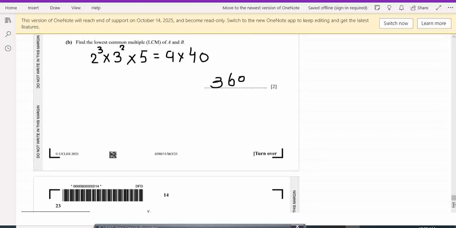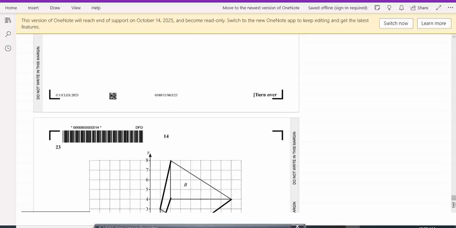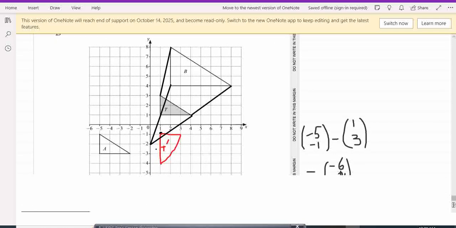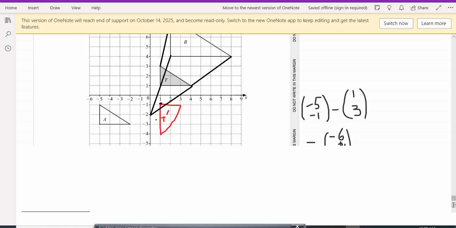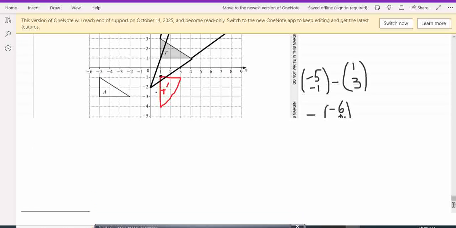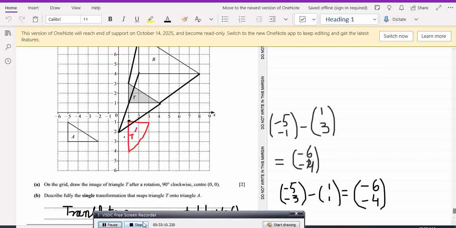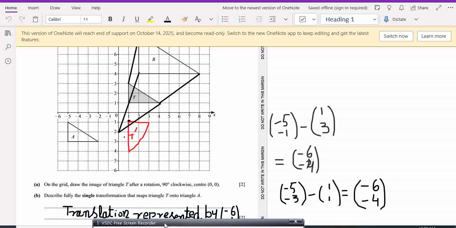Next is question number 23. These are the triangles given here. A, B and T are the triangles. Question is, first is, on the grid draw the image of T after 90 degree clockwise rotation center O.